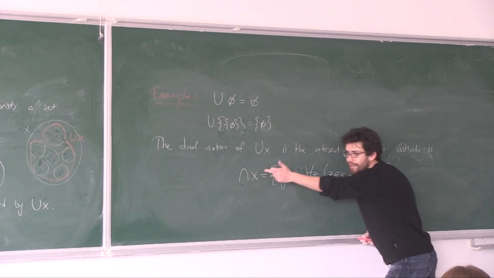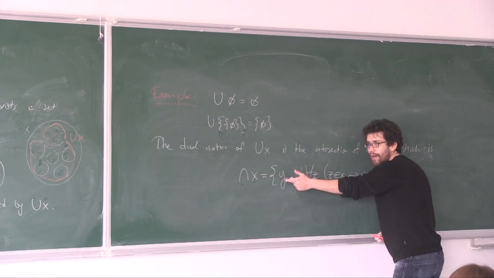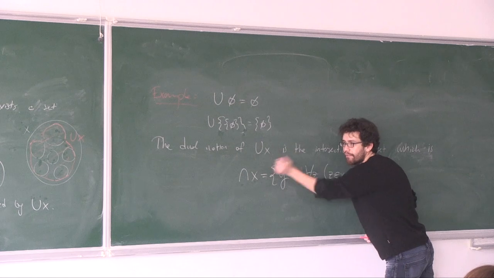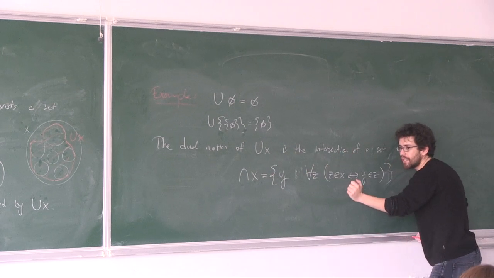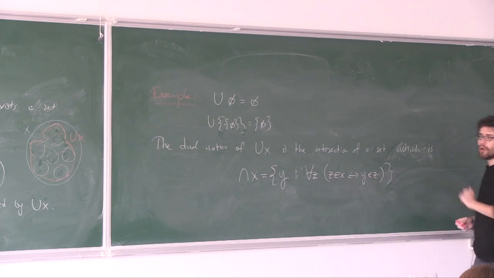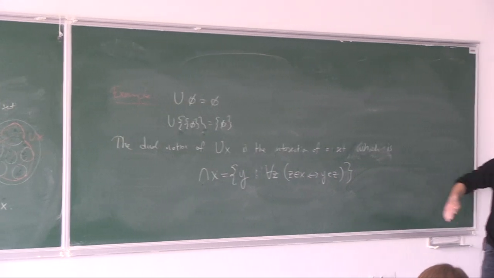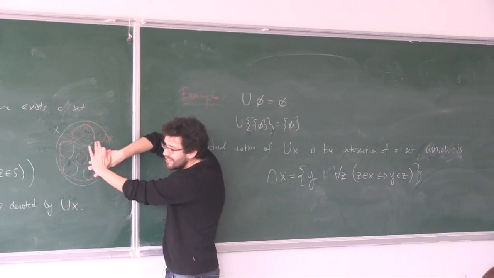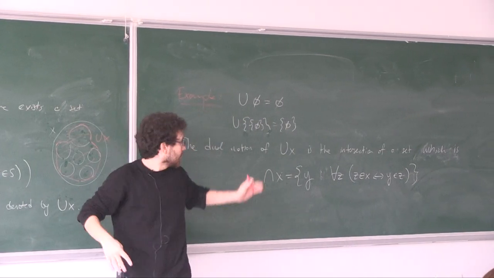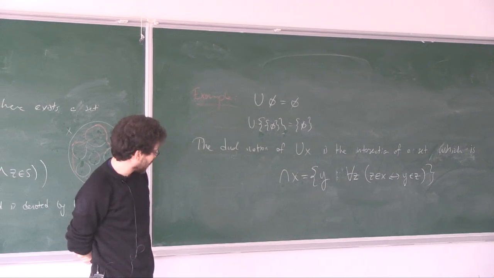The intersection should be the following class. Y is in the intersection if and only if it belongs to every member of X. So basically, the intersection is the following. You take all these sets, you intersect them together at the same time. That defines intersection. Here's a question.